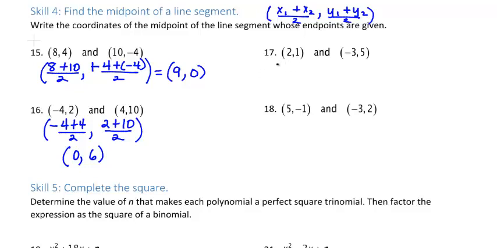Number 17, the midpoint between (2, 1) and (-3, 5). We again add our x values, so 2 plus negative 3, and divide that by 2. Add the y values, 1 plus 5, and divide by 2. Simplifying gives us 2 plus negative 3 is negative 1 divided by 2, which is just negative 1/2. 1 plus 5 is 6 divided by 2, or 3.